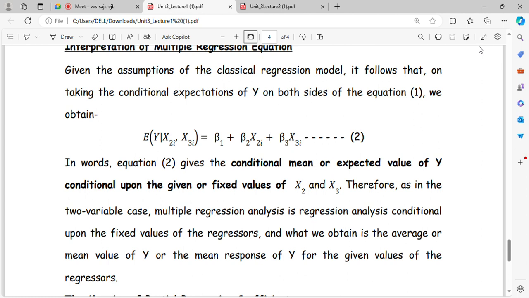In that simple linear regression model, when we are writing the simple population regression function, we are writing expectation of y given x, which is nothing but beta 1 plus beta 2 x. However, in the three variable regression model, there is one more term. That's why we are writing expectation of y given x2i, x3i is equal to beta 1 plus beta 2 x2i plus beta 3 x3i. This means that from equation 2, what we are getting is the conditional mean or expected value of y given the fixed values of x2 and x3.